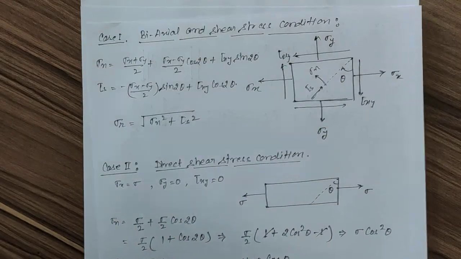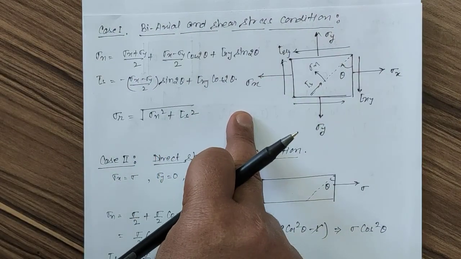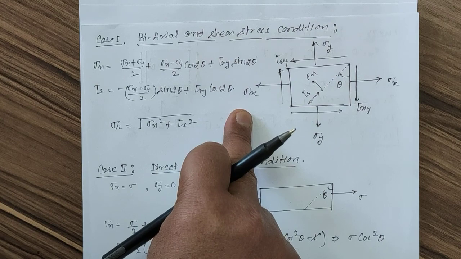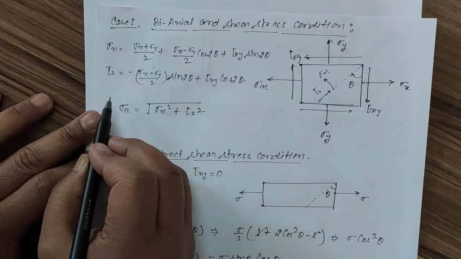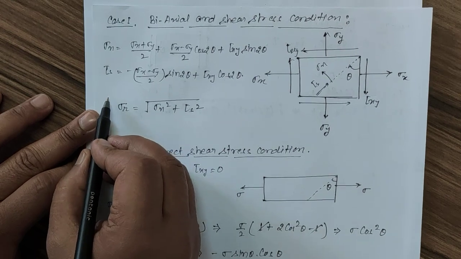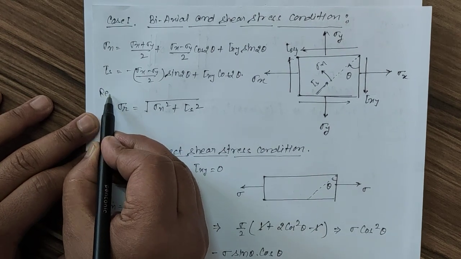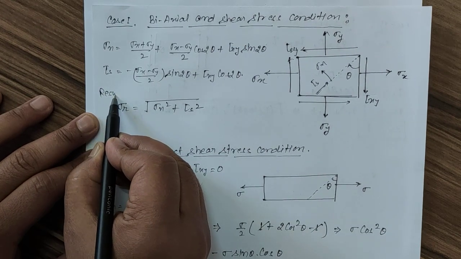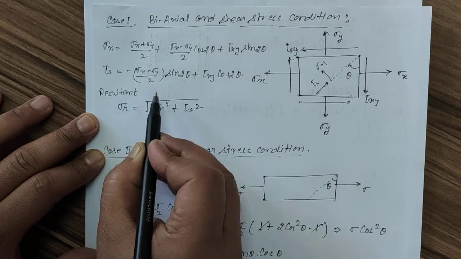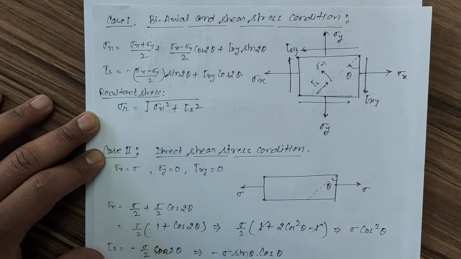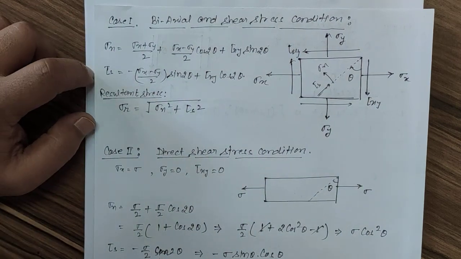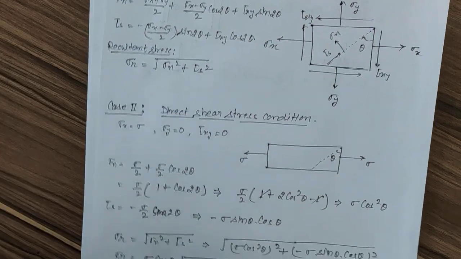The objective is, first we have derived the generalized case. The derivation I have already solved. First we developed for the generalized case, and this is the resultant stress. First we have developed for the generalized case sigma n and tau s. Now we are putting some special conditions.